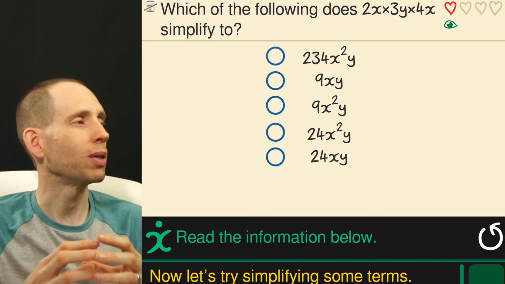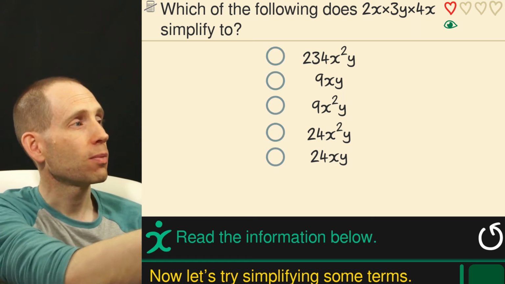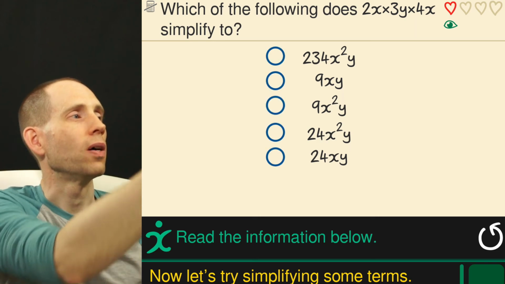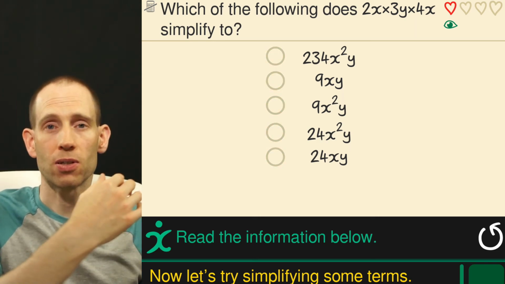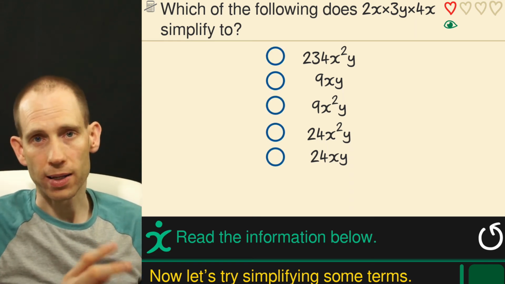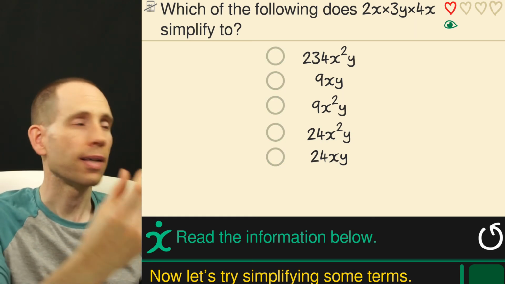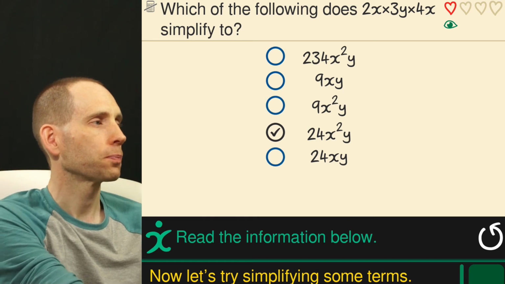We've got 24 at the beginning. Okay, and then look at each of the different letters in turn. So this particular term has got an x after the 2 and then another x at the end. So that's an x multiplied by an x, which is going to give us an x to the power 2. And there's a factor of y as well. So I'm looking for a term with a coefficient of 24, an x squared, and a y. So I think it's going to be that one.